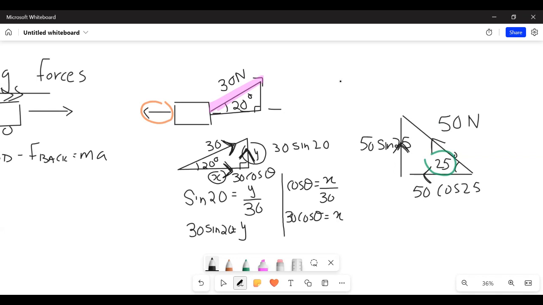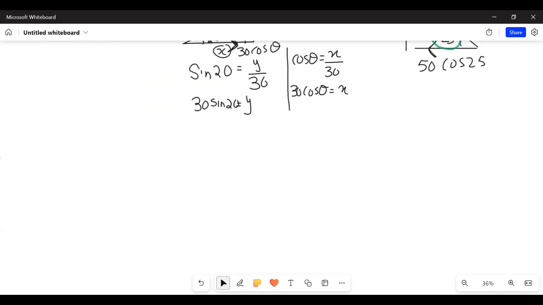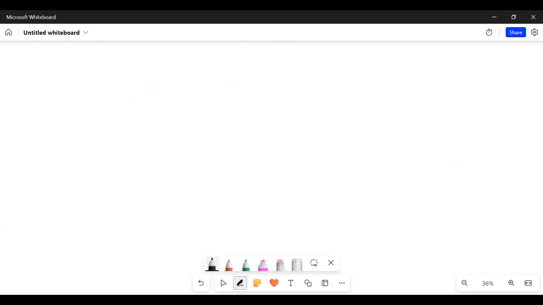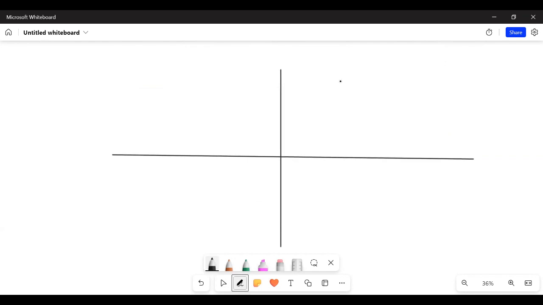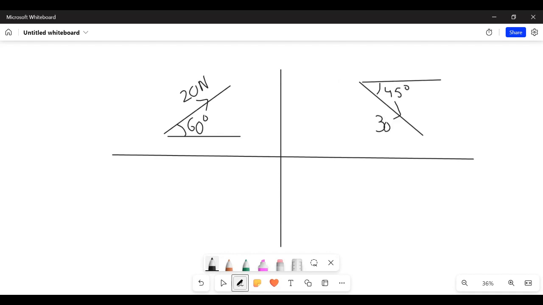Now I'm going to ask you to resolve these four forces in your notebooks. Here's a force acting in this direction, making an angle of 60 degrees, and this is a 20 Newton force. Resolve the components. Then here's another one going in this direction, making an angle of 45 degrees with the horizontal, and this force is a 30 Newton force.